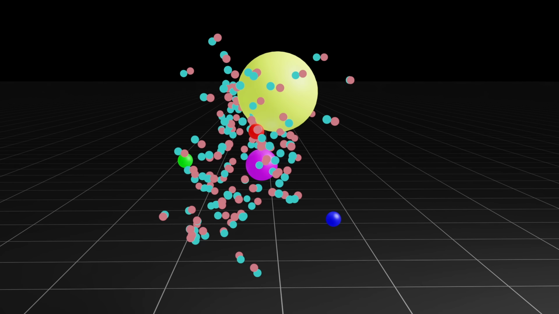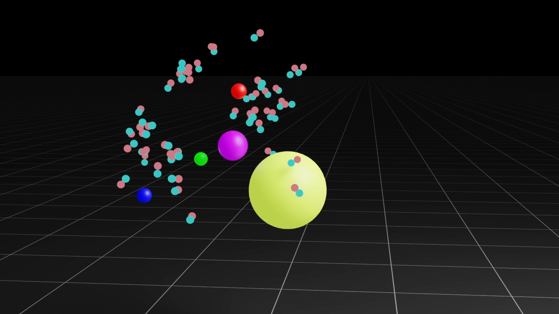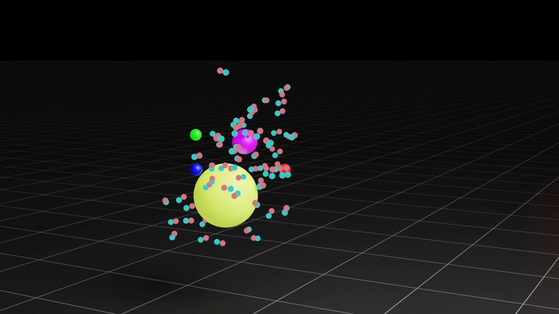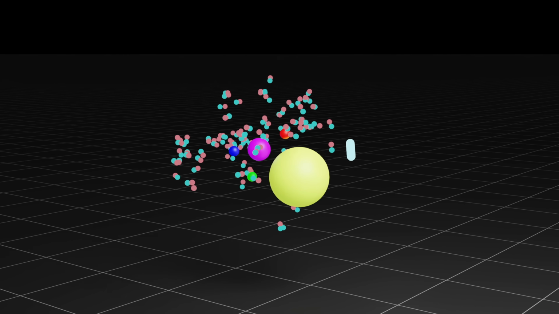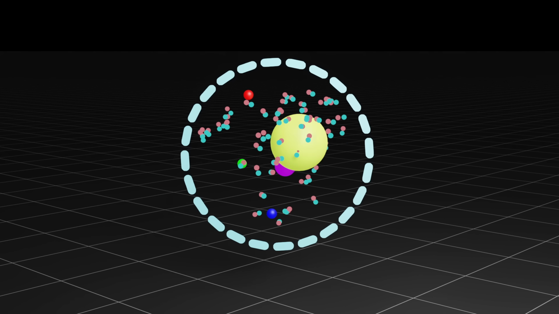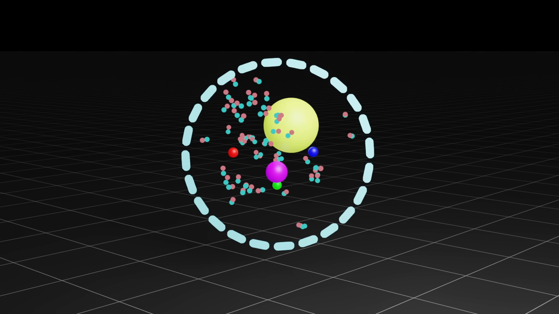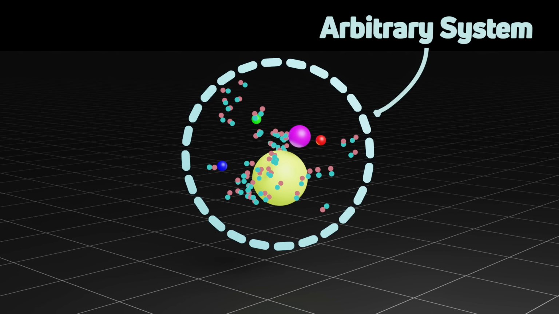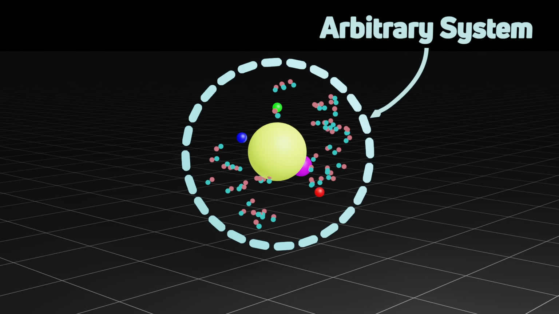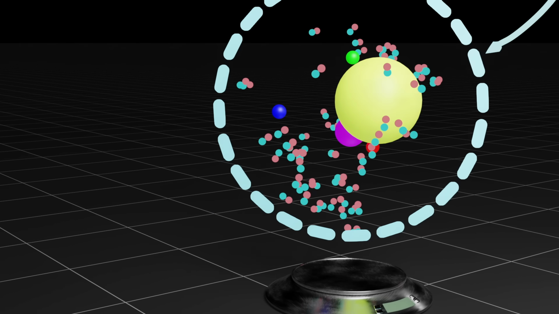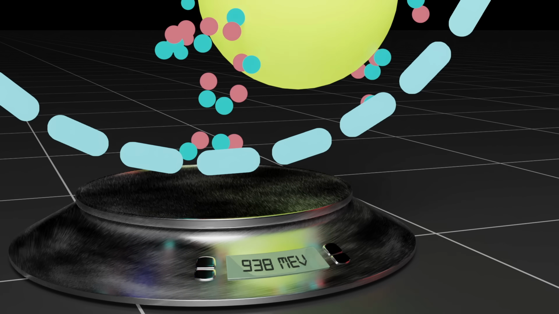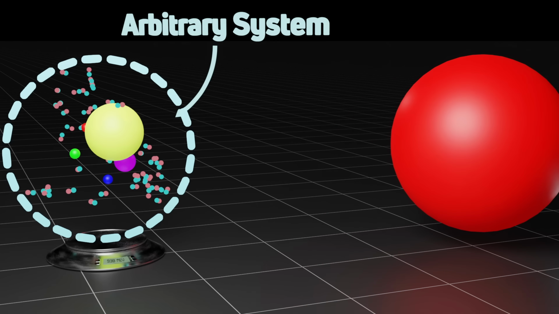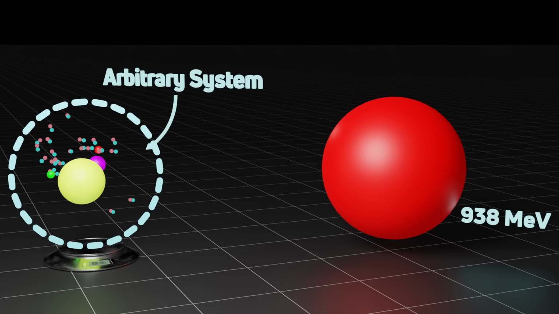Nothing here is conceptually anything but waves or excitations of energy. The only difference is that their presence and interactions keep them contained in this little volume, unable to leave and do anything else. I can now define our arbitrary system as this volume, and suddenly, it's motionless. Now I just measure how much energy is here, which appears to be 938 mega electron volts. I can now say the mass of a proton is 938 mega electron volts.